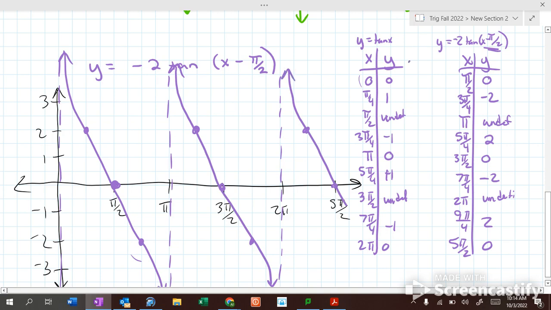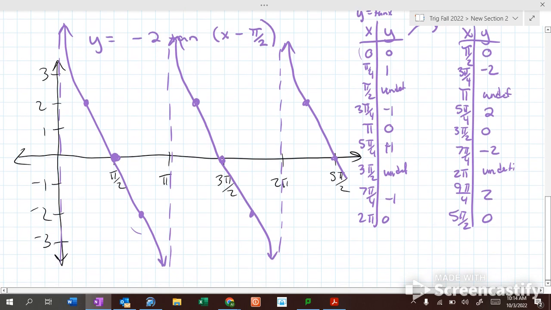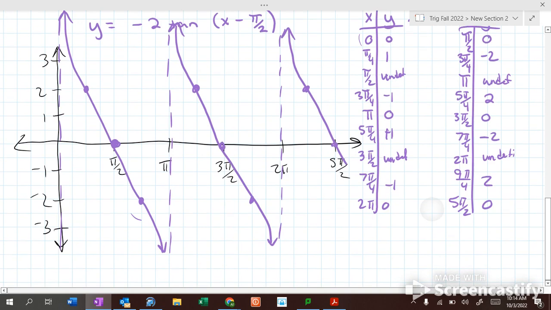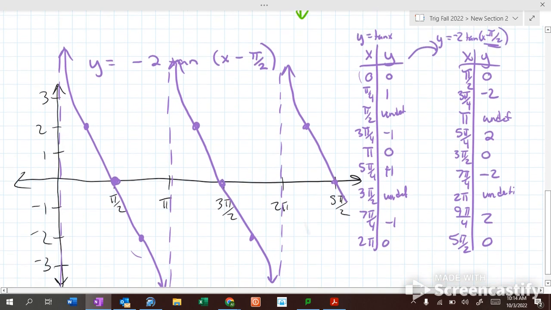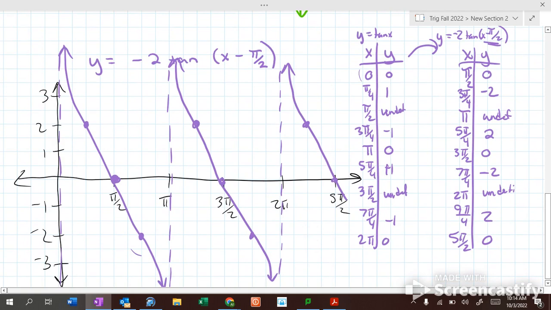So if you can get how do we get points from there to there? It's easy peasy lemon squeezy. No problems whatsoever. This affects the y, this affects the x.